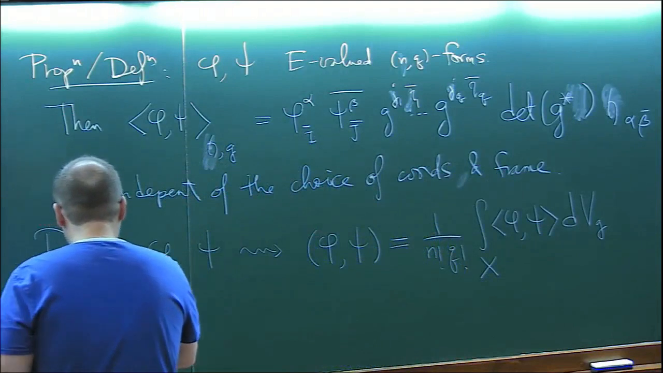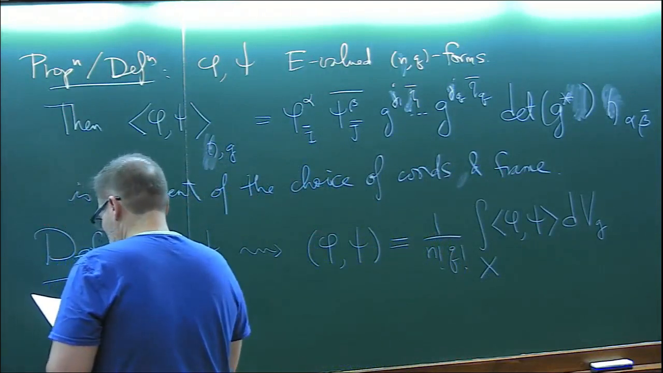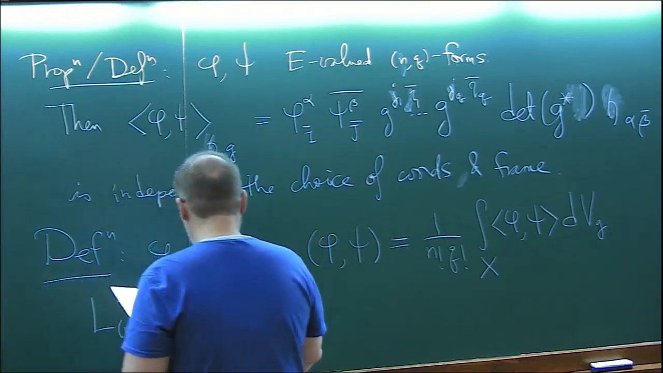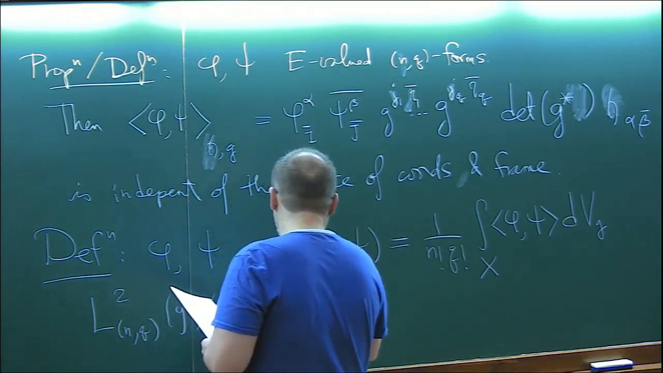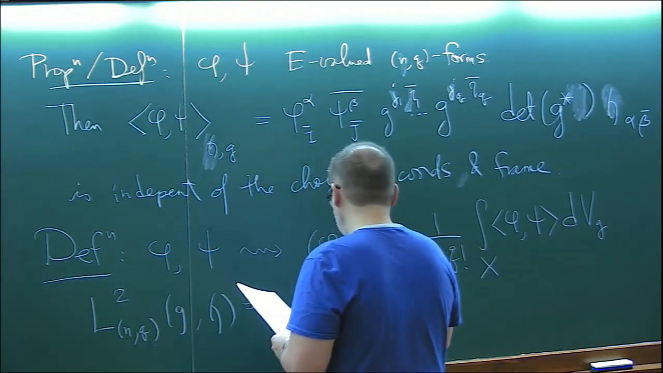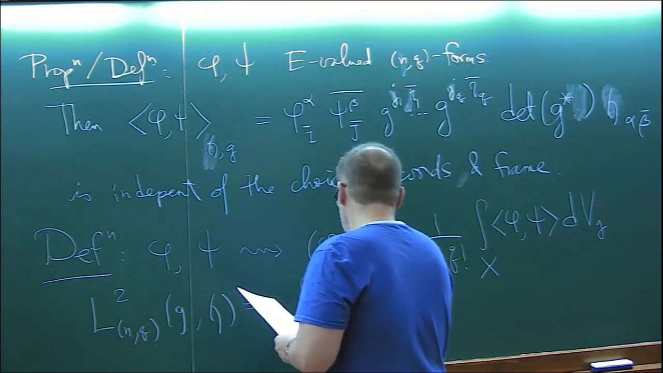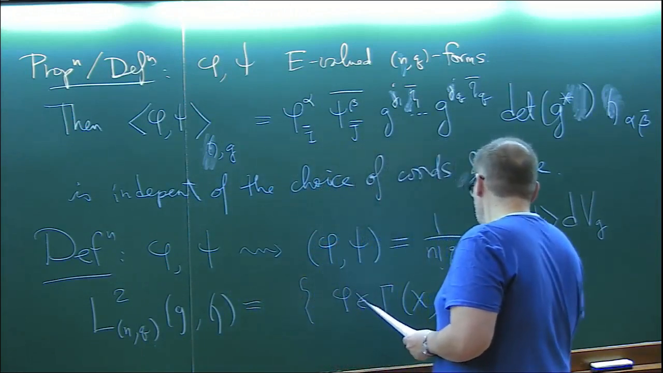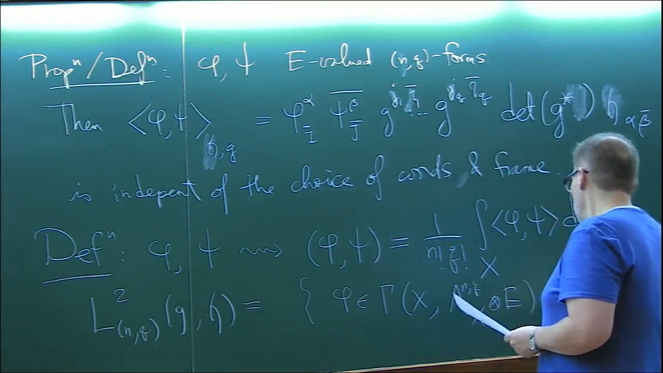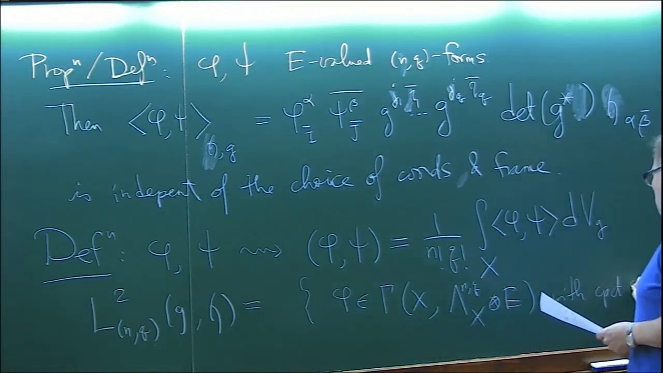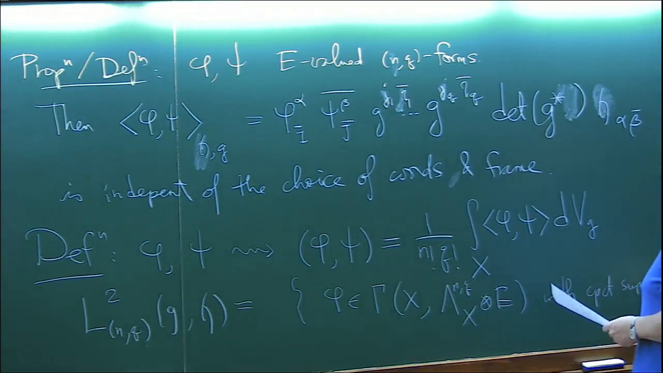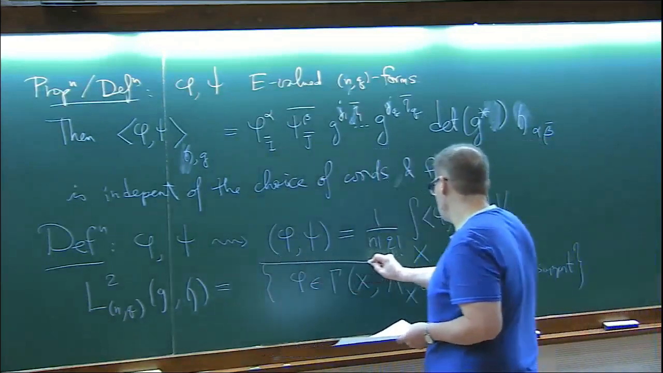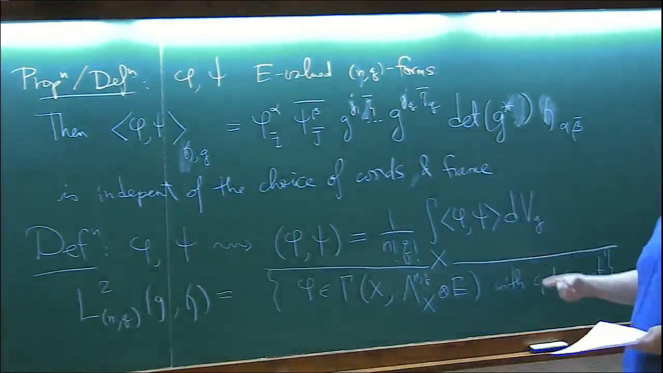And then we're going to define the L2 space. So L2 NQ of GH is going to be, well, first we start by taking all the sections phi of lambda NQ X tensor E with compact support. We take those things, and then we make the Hilbert space completion with respect to this inner product.